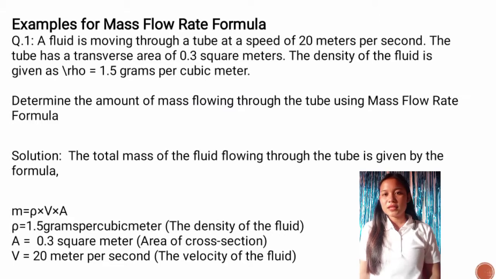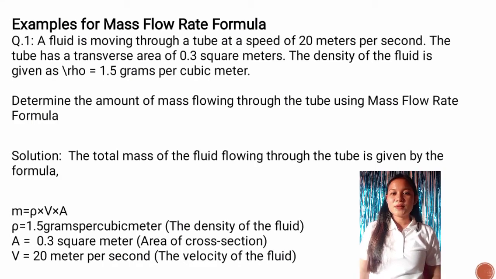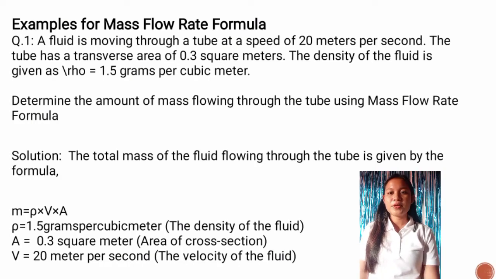The solution: the total mass of the fluid flowing through the tube is given by the formula M is equal to P times V times A. P is equal to 1.5 grams per cubic meter, A is equal to 0.3 square meters, and V is equal to 20 meters per second.